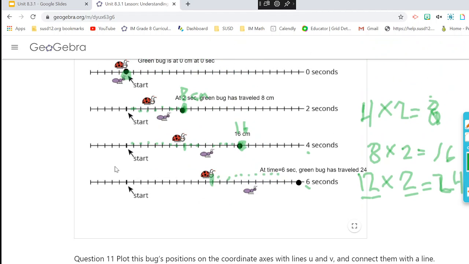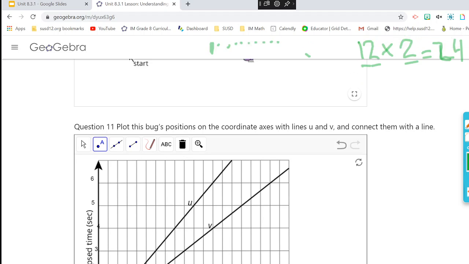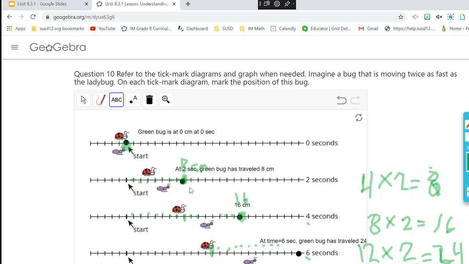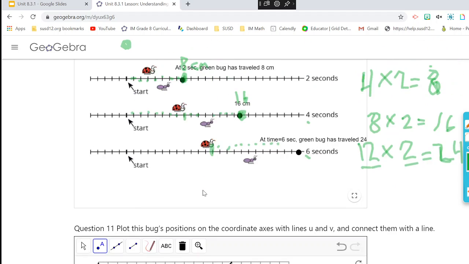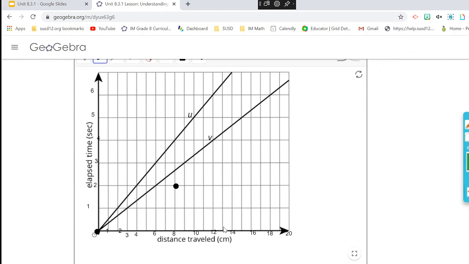So for the bug that is twice as fast, I called him green bug. He starts off at 0 centimeters in 0 seconds. After 2 seconds, green bug has traveled 8 centimeters. Please label that. After 2 seconds, green bug has traveled 8 centimeters. There we go. After 4 seconds, green bug has traveled 16 centimeters. So that's here. 4 seconds is here.